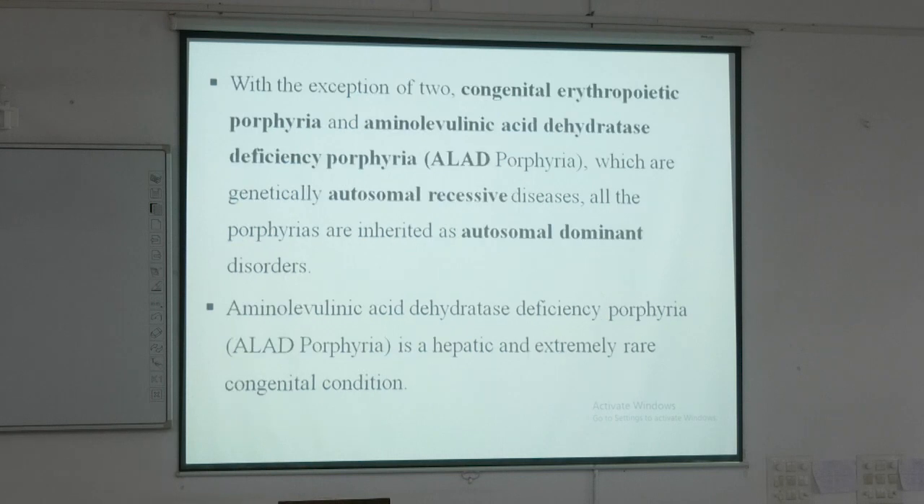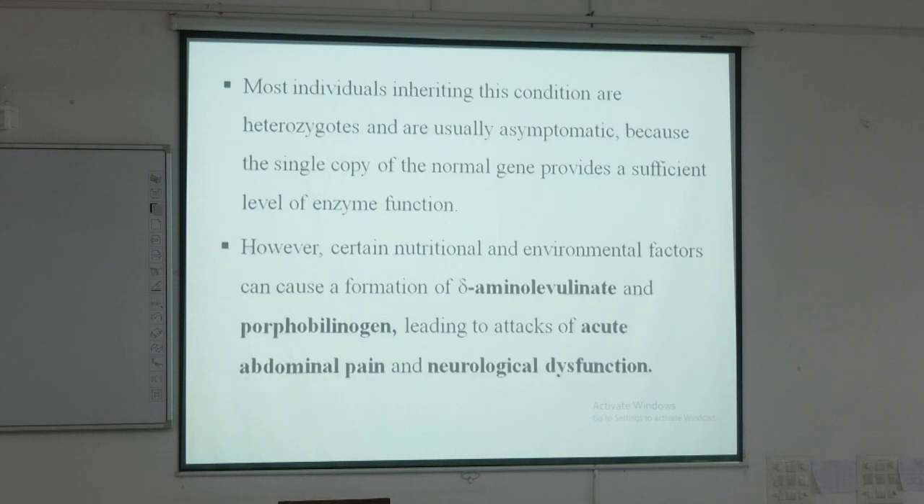Now we see there are two: congenital erythropoietic porphyria and amino levulinic acid dehydratase deficiency porphyria. Okay, now we see the chart directly. I am not going to explain all of this.